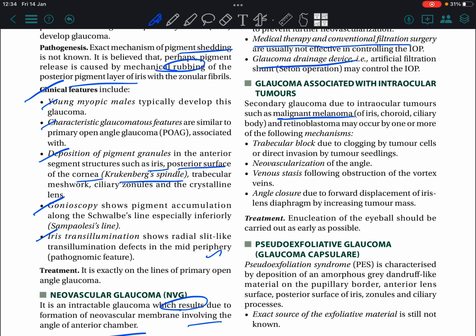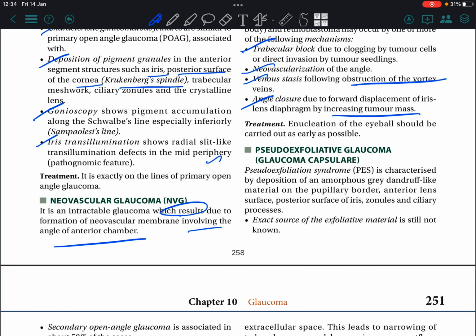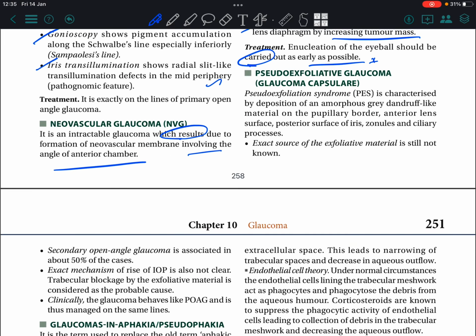Glaucomas with intraocular tumors, malignant melanoma and retinoblastoma, may occur by one or more of the following mechanisms: trabecular block due to clogging by tumor cells, neovascularization of the angle, venous stasis following obstruction of vortex veins, angle closure due to forward displacement of the iris diaphragm by the increasing tumor mass. Treatment: enucleation of the eyeball should be carried out as early as possible to stop the spread of cancer.